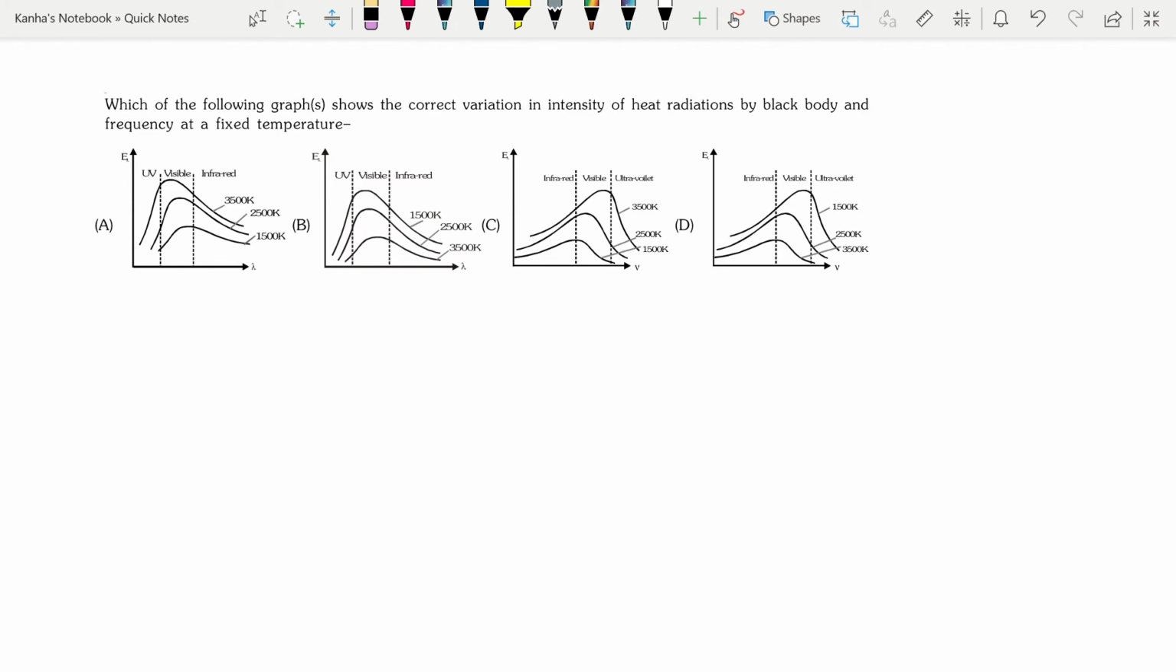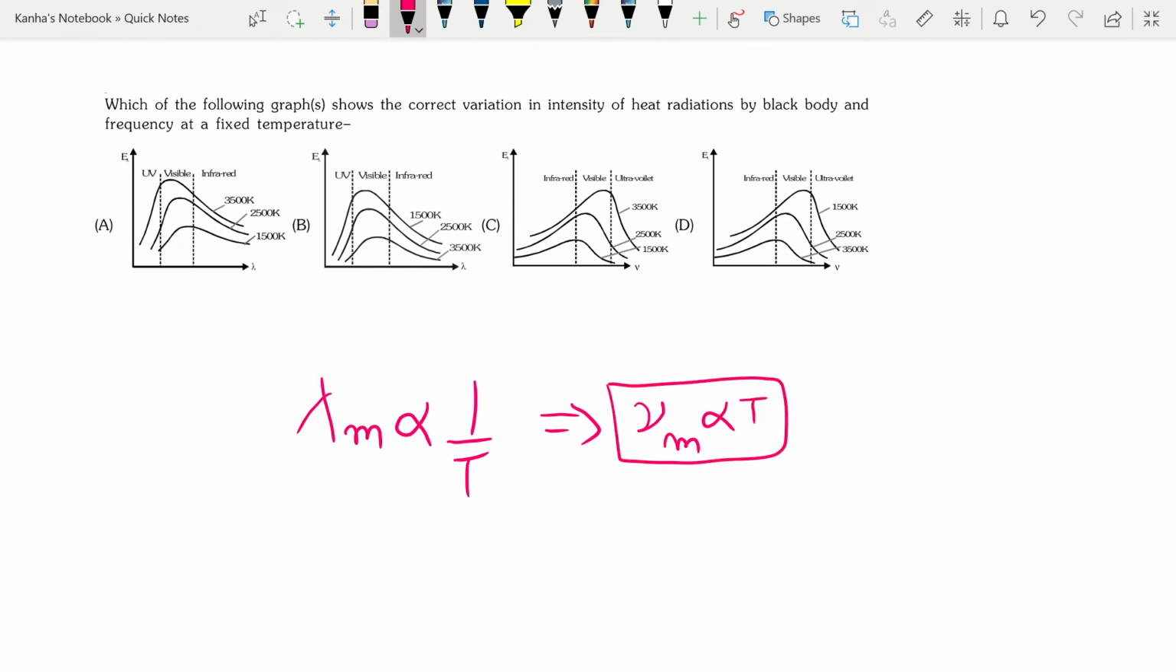Which of the following graphs shows the correct variation in intensity of heat radiations by black body and frequency at a fixed temperature? So here we use Wien's law, which says that lambda m is directly proportional to 1 by T. I can even write this as mu m is directly proportional to T. So as the temperature of the body increases, the frequency corresponding to the maximum energy in radiation increases.